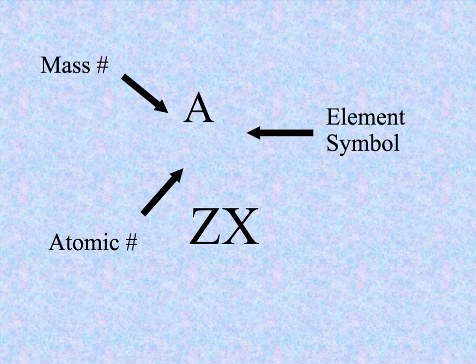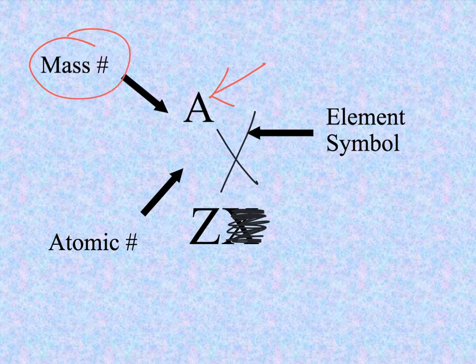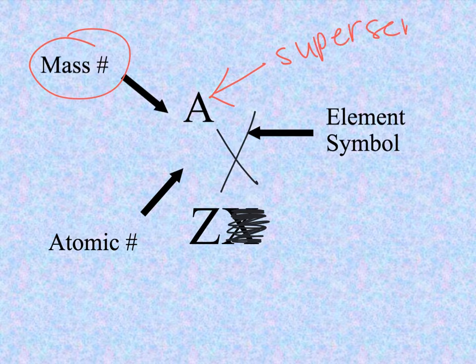I know this is written correctly on your notes. This X here, once again, it downloads weird in this program. There we go, X is there. So this number up here tells us the mass number. That is also referred to as a superscript. When it's up high like that, that's called a superscript.